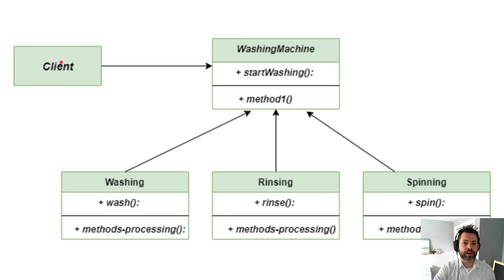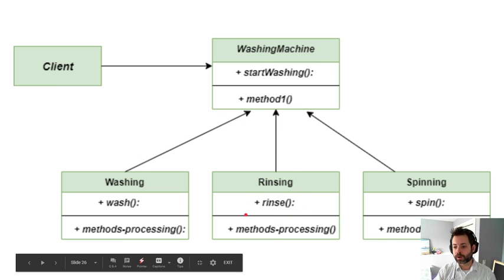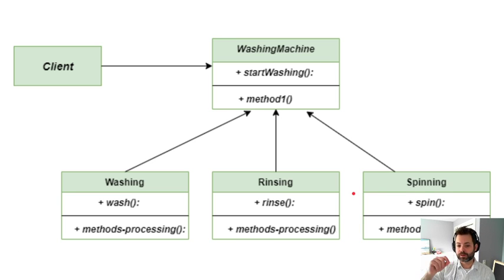But the client doesn't care. The client just wants to push start, right? So client clicks start washing. The washing machine then has three subclasses here. It's going to have a washing cycle where we start the actual wash. We may have a rinse cycle where we get all the soap off, and then we have a spin cycle where we're going to wick all the water off of all of our clothes, right? That standard wash, rinse, spin washing machine thing that we have.